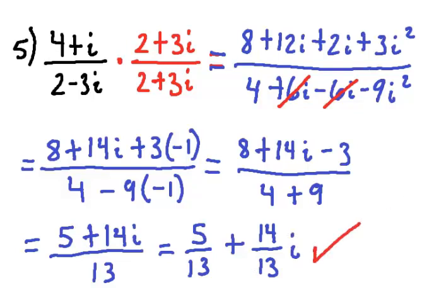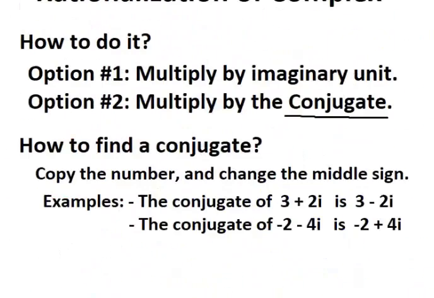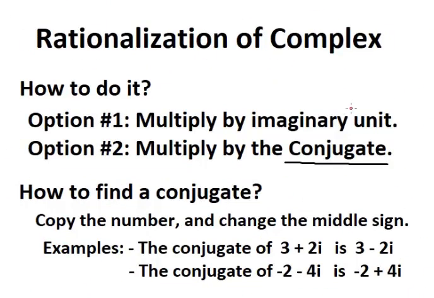So that is how we rationalize complex numbers. We either multiply by the imaginary unit, that will be option 1, or we multiply by the conjugate, that will be option 2. Those are the ways we rationalize complex numbers.